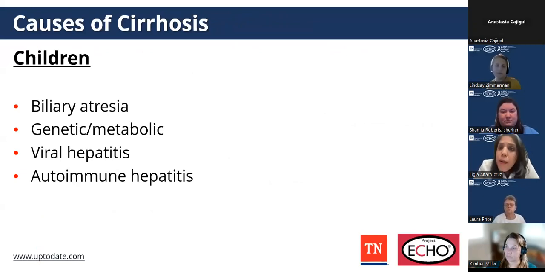So when we talk about cirrhosis in children, the most common cause is usually biliary atresia. Genetic syndromes like PFIC or metabolic syndromes can be associated with cirrhosis. Viral hepatitis, including Hep C or Hep B, is not the most common cause of cirrhosis. In fact, it's considered the third most common cause. And autoimmune hepatitis is another common cause of cirrhosis. But as you can see, we tend to look more at biliary atresia, genetic or metabolic etiologies. Next slide, please.